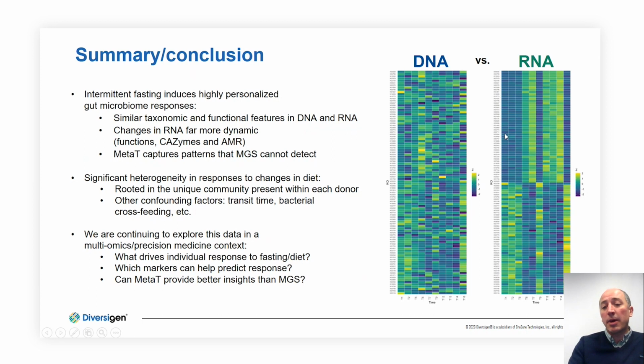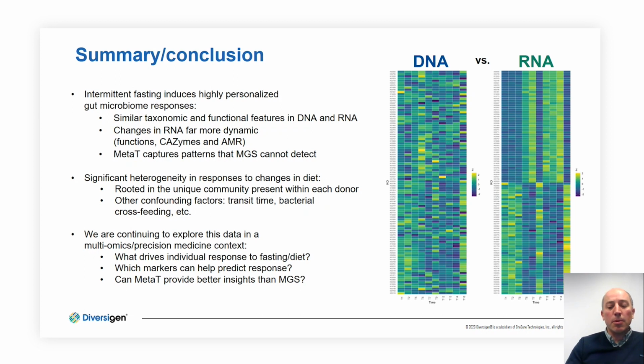I think that's the best illustration we have of this, where you really see the RNA lighting up based on the diet and the fasting. We saw significant heterogeneity in response to the diet and the fasting. Ultimately, I think it's rooted in the unique communities present within each of the donors. Those are biological differences, and each donor is going to respond differently to fasting. But there are other confounding factors that we are now trying to consider. Transit time is a big one.